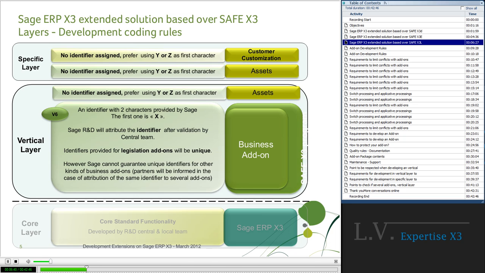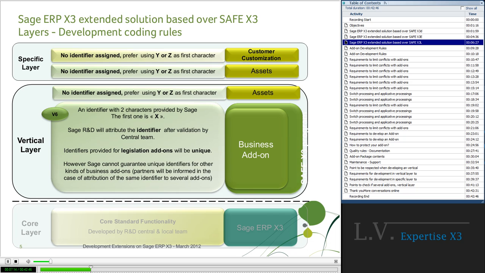Let's talk now about the evolution of the possibilities for extended solutions. At the beginning of X3, we had a location for assets in the specific layer only. Then in V5, we added a location for assets in the vertical layer. And now in V6, we add the concept of the business add-on in the vertical layer.